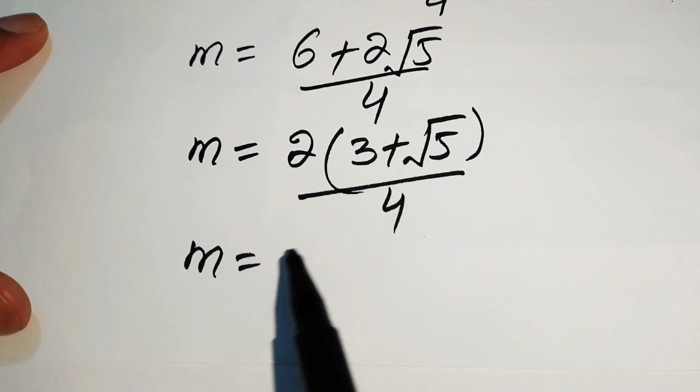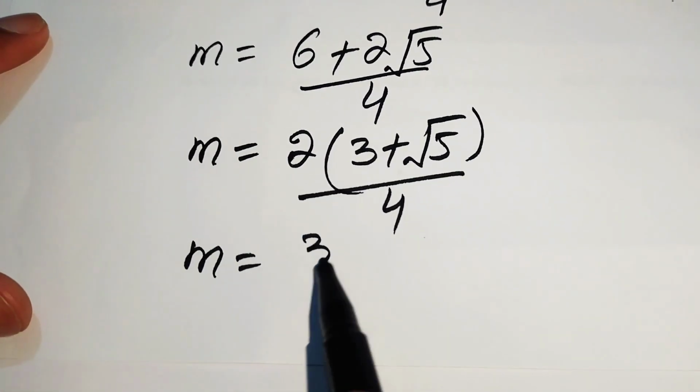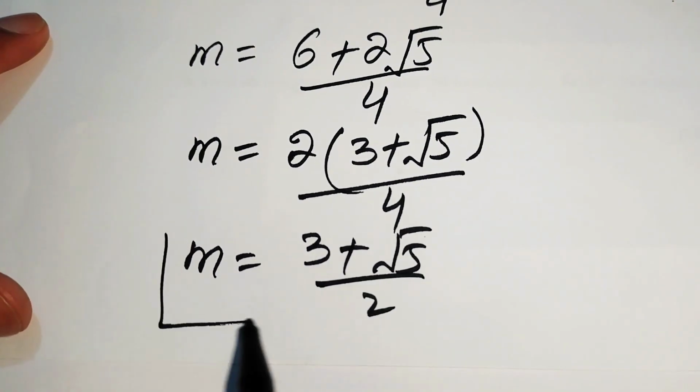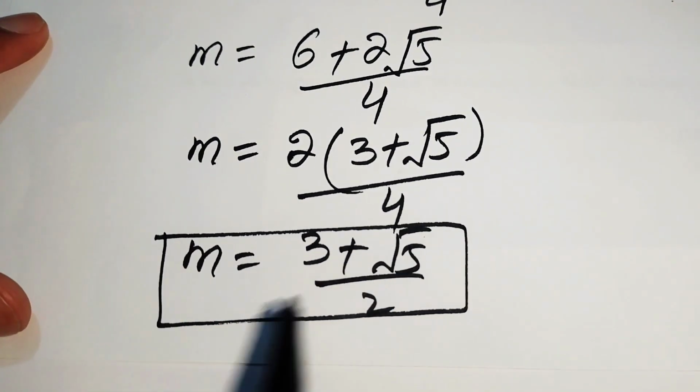So finally we have the value of m is equal to 3 plus square root of 5 divided by 2, and this is the final answer of this question.